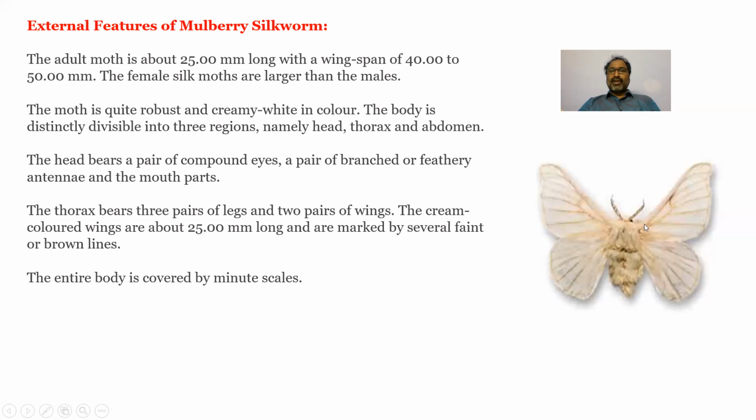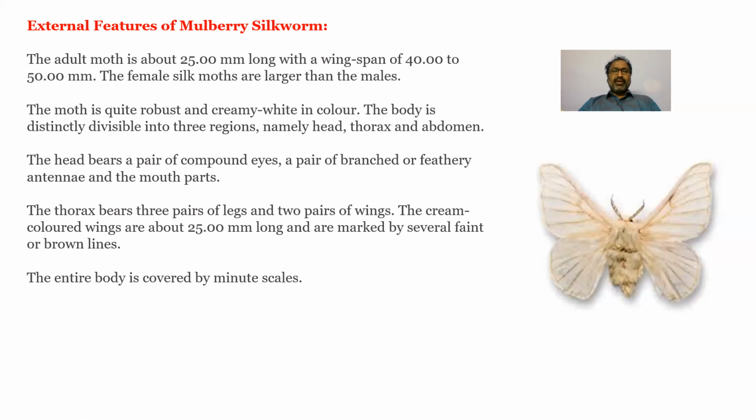The head bears a pair of compound eyes. A pair of branched or feathery antennae will be there, 1 and 2. Two antennae will be present, and the mouth parts can also be seen. The thorax is the prominent part of the insect. The thorax bears 3 pairs of legs and 2 pairs of wings. You could observe 1, 2, 1, 2, 1, 2. These 2 are the wings and we have 3 pairs of legs as usual in other insects.